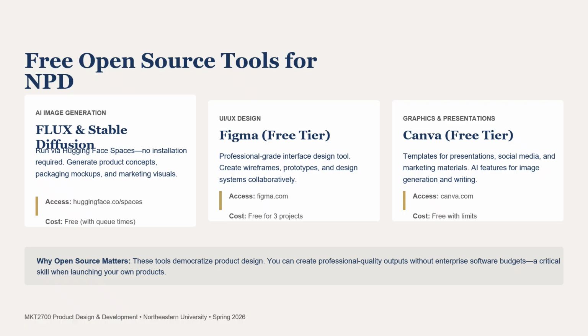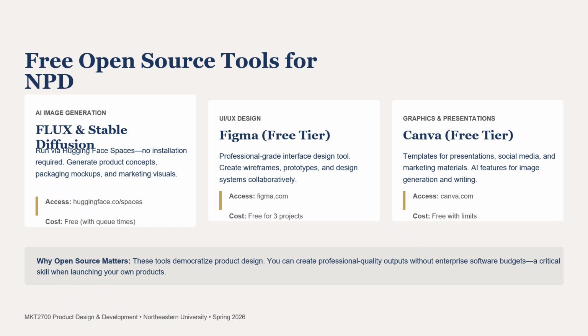Second, Figma is an industry standard for UI/UX design, user interface design, basically. Their free tier gives you 3 projects with full functionality. You can create what are called wireframes, interactive prototypes, and complete design systems. The collaborative feature works in the free tier too, so your whole team can work simultaneously.